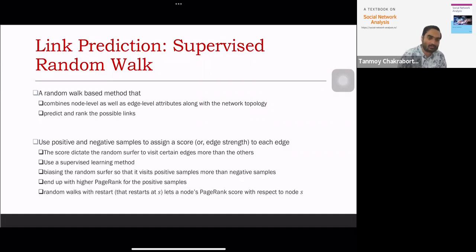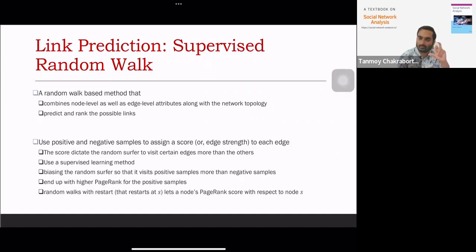Okay, so let's look at the steps. What we do here is take into account the node features and edge features, so basically a vector. We convert a vector to a scalar.